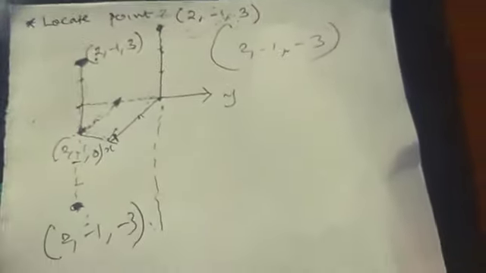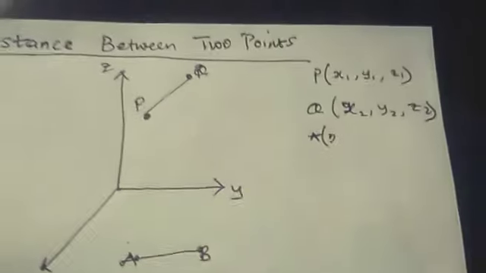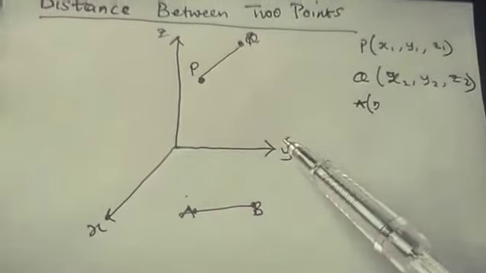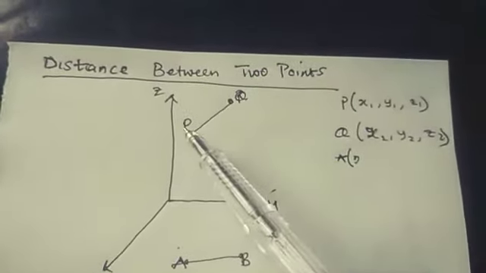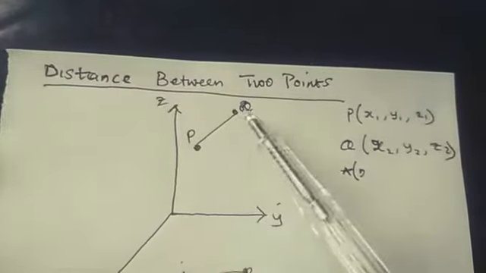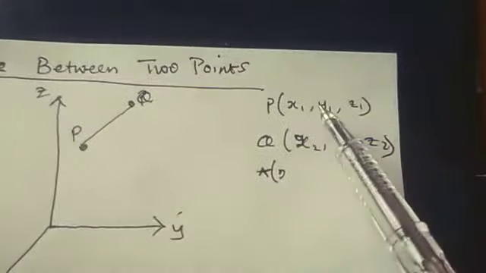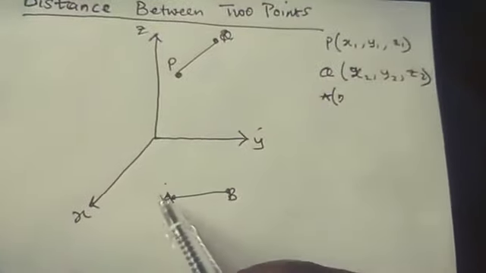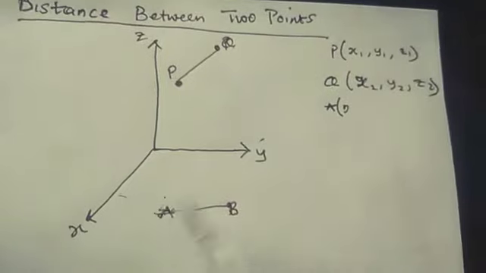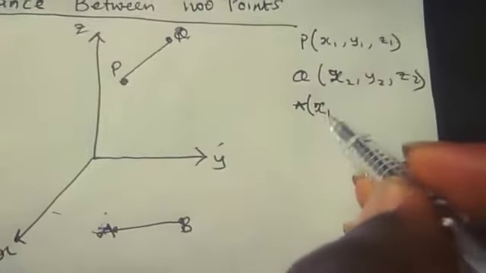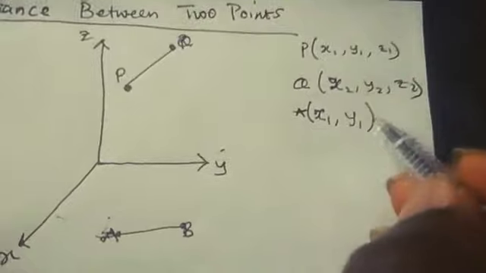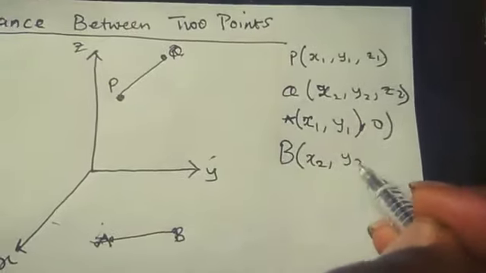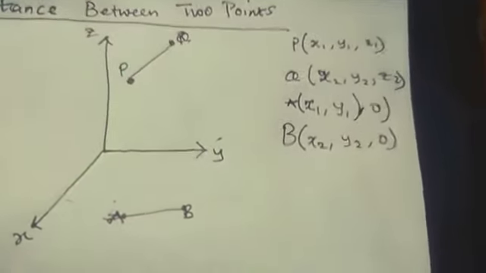Now we can move to distance between 2 points. We have considered a Cartesian coordinate 3D system here. We want to find the distance between these 2 points P and Q. We assume that point P is x1, y1, z1. This is Q. But if you look at A here, you will see that A is assumed to be point x1, y1, 0, and point B is x2, y2, 0.